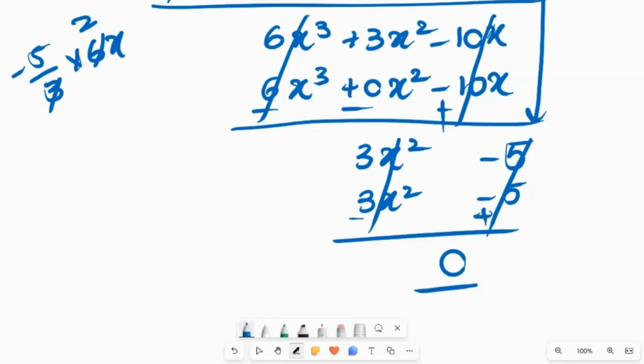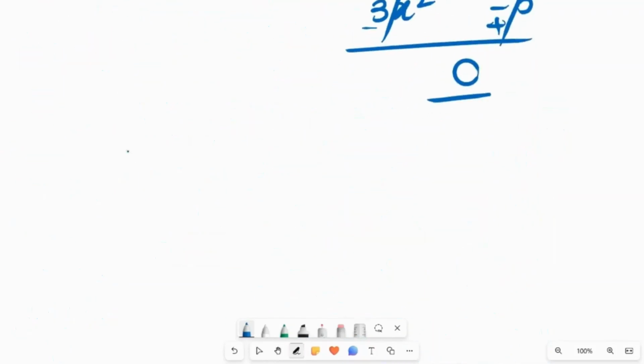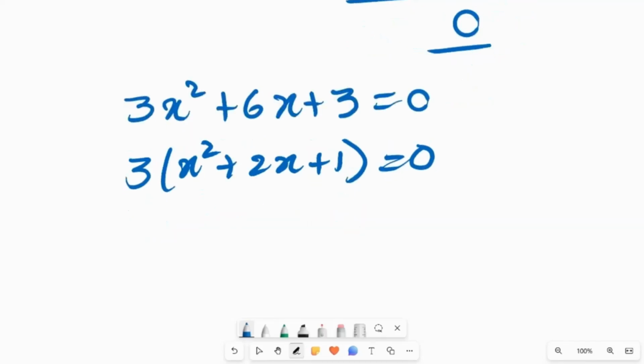So the second part of the question, the quotient are the other roots of the polynomial. So the quotient we got is 3x square plus 6x plus 3. So let's write it below. 3x square plus 6x plus 3. It's equated to 0 to find the roots. So we can take 3 common here. X square plus 2x plus 1. This would be x square plus 2x plus 1 equal to 0.